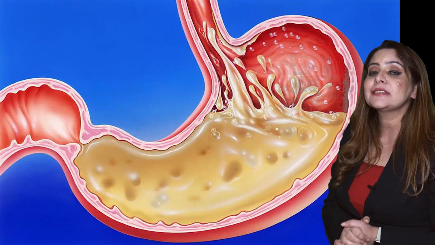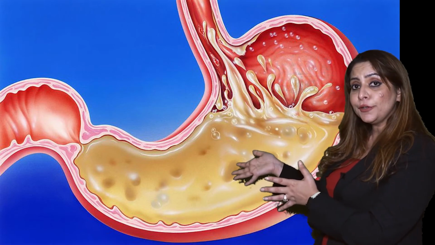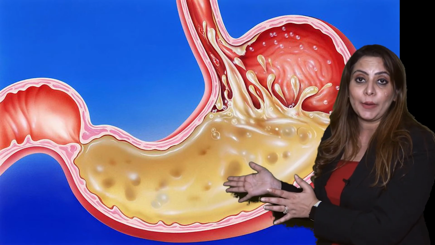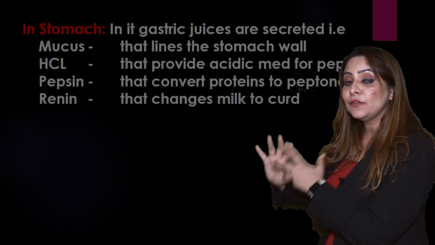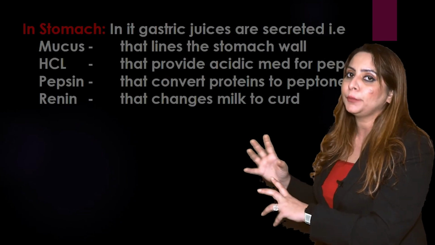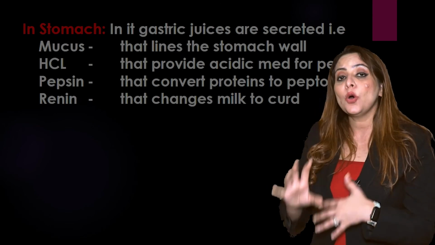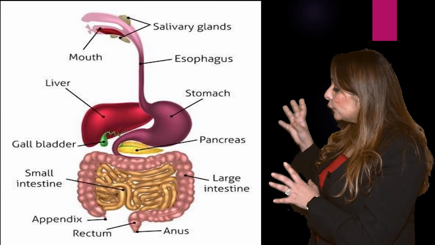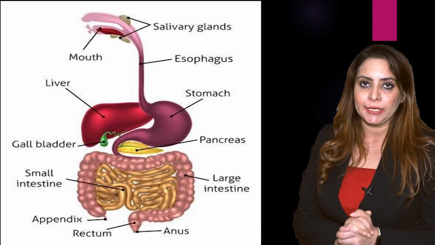We know that in the stomach the gastric juices are already secreted, and out of them the mucus is going to form the inner lining, HCl is going to provide the acidic medium, and pepsin is going to act on proteins and will start converting the proteins to peptones, and renin will help in coagulating the milk. The reaction continues and the food stays in the stomach for 4 to 6 hours, and then the food passes to the first part of the small intestine, that is the duodenum.